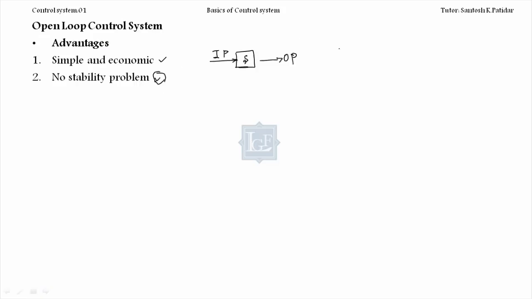Stability will come when there is a desired output. When you are talking about the desired output, you can compare whether you are getting the desired output or not, and whether your system is stable or not. Here there is no case of stability. So what are the disadvantages of this system?